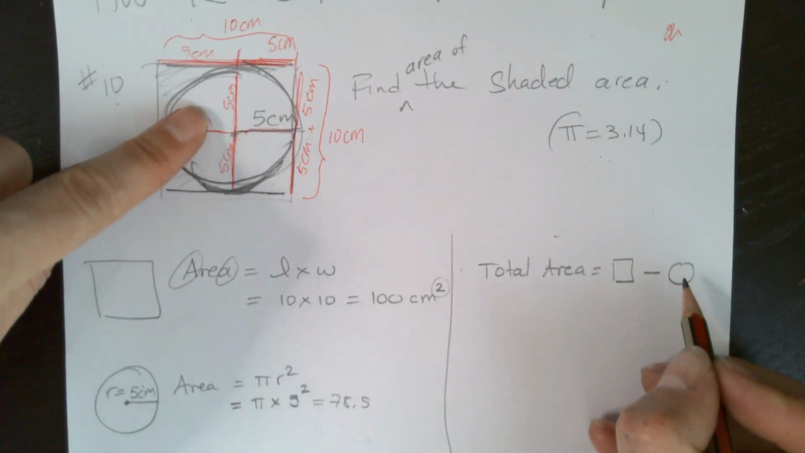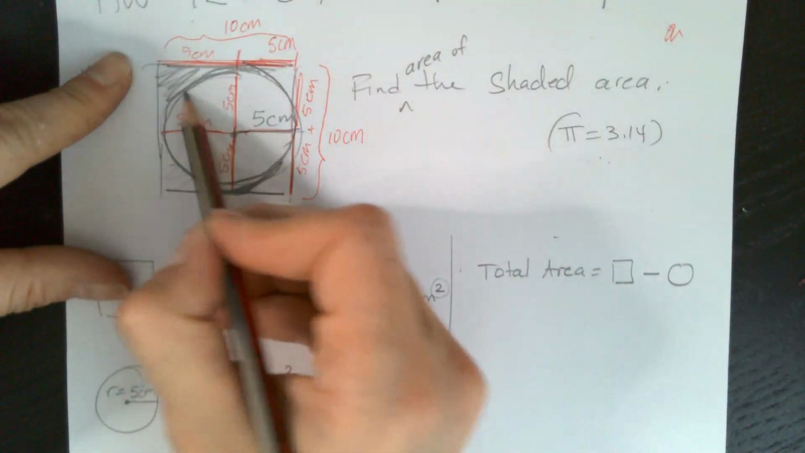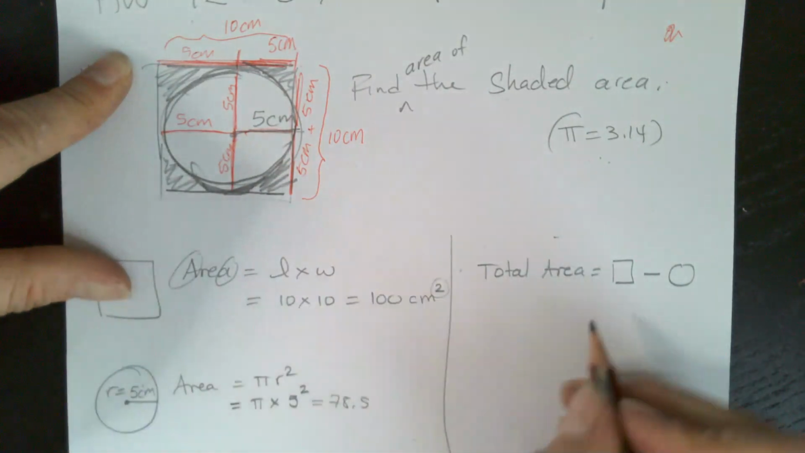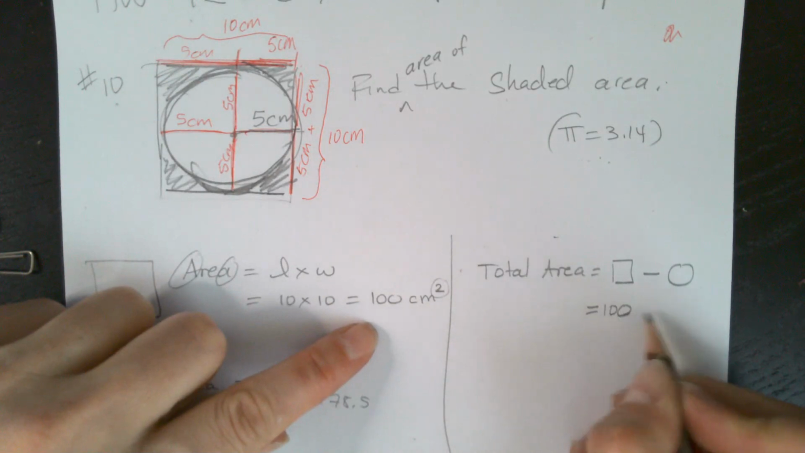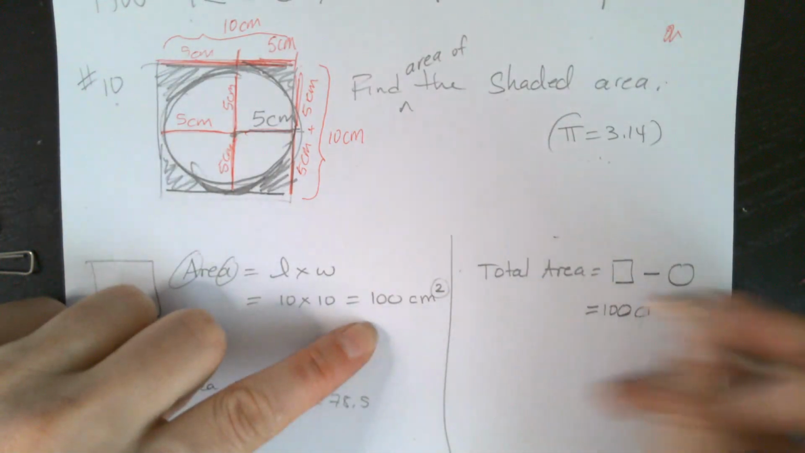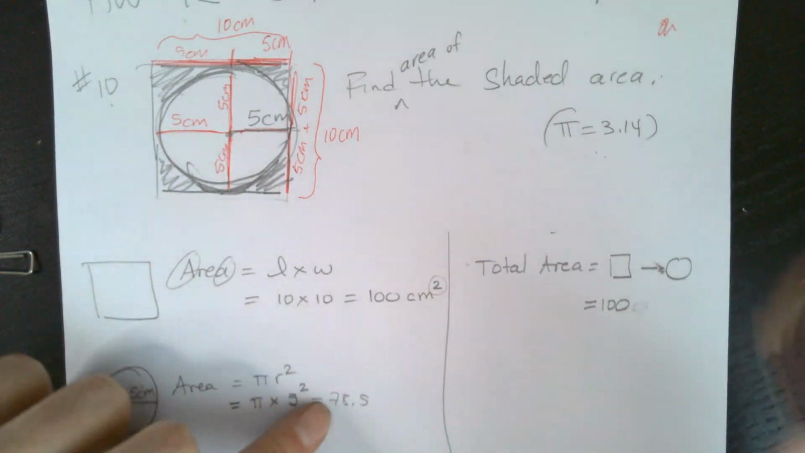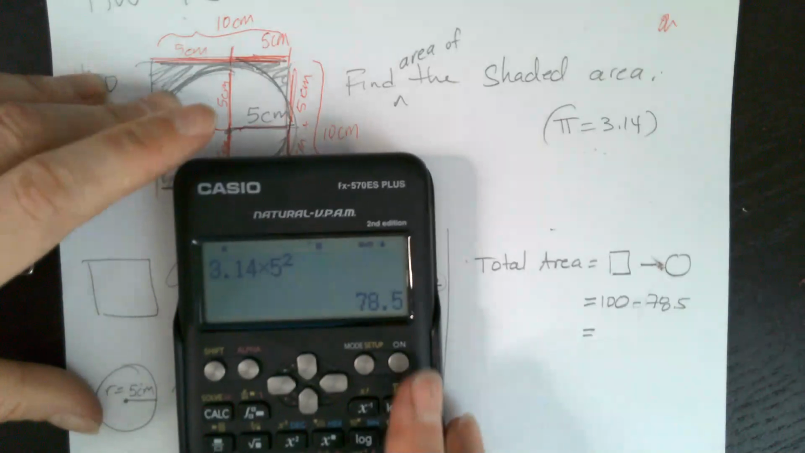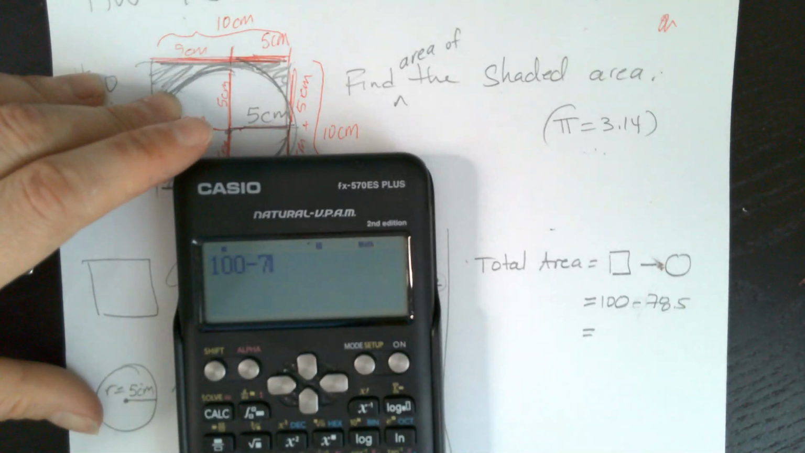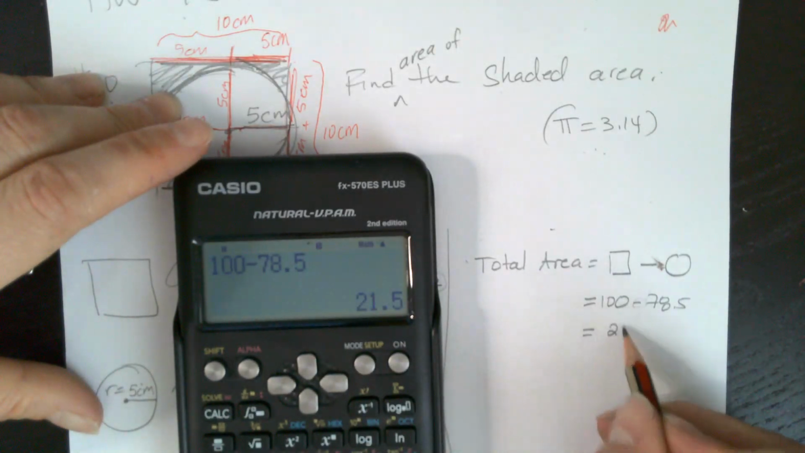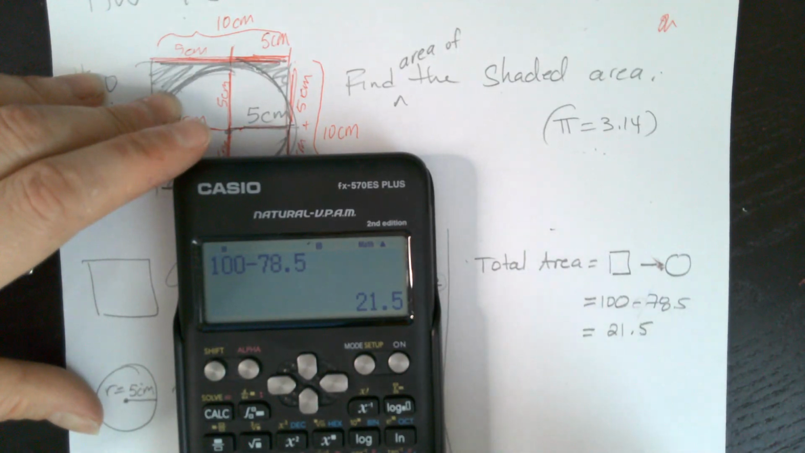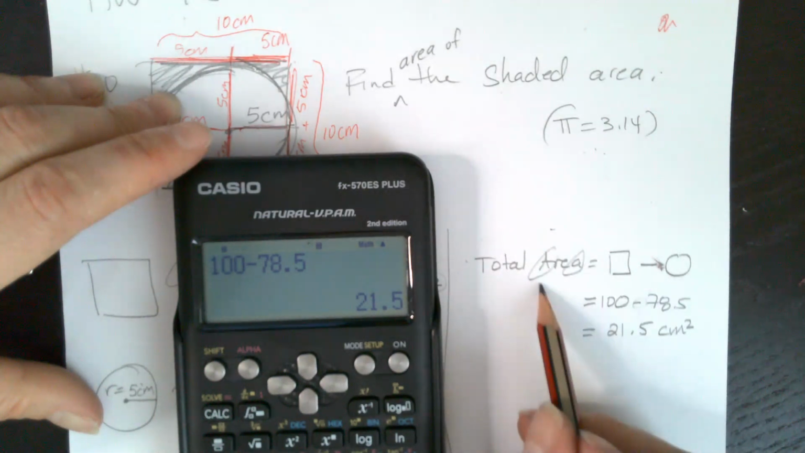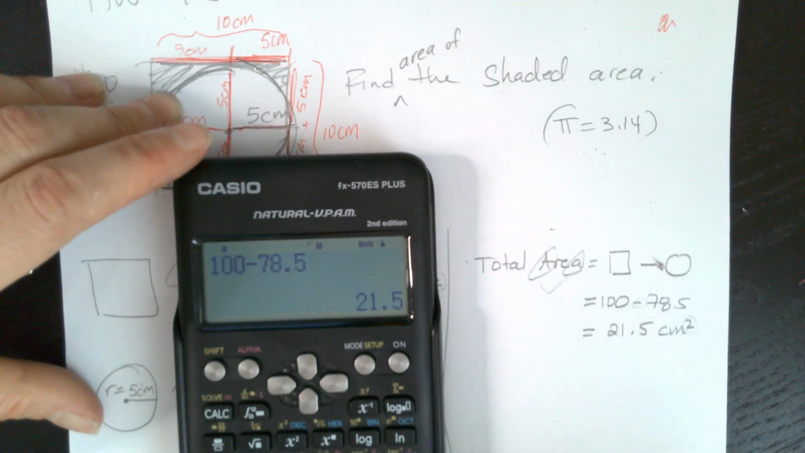Now, to get my total area, I have to take the square and subtract out the circle because there's a hole in it. There's a hole, and the shaded area is just the stuff around the edges. I have to find the area of the edges. So the square is 100 centimeters squared. 100 minus 78.5. So that's 21.5 centimeters squared, because area has 2 A's, so remember the 2 here.